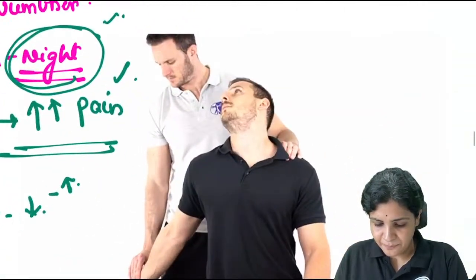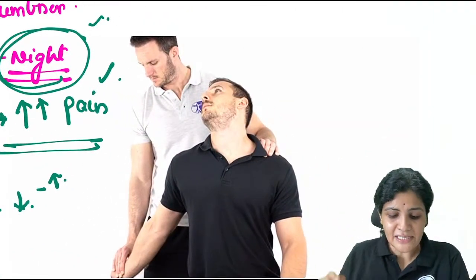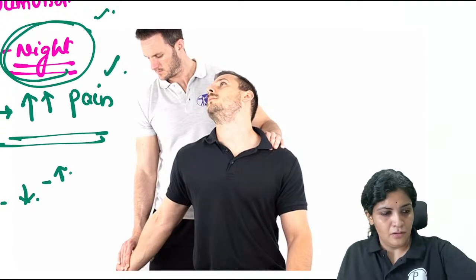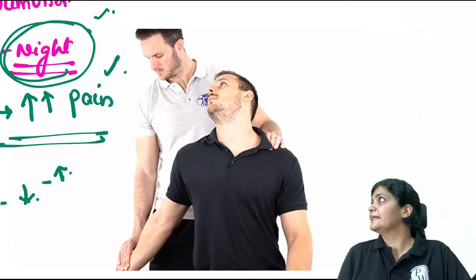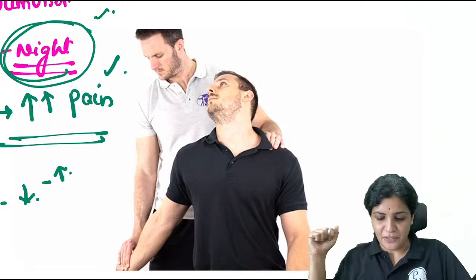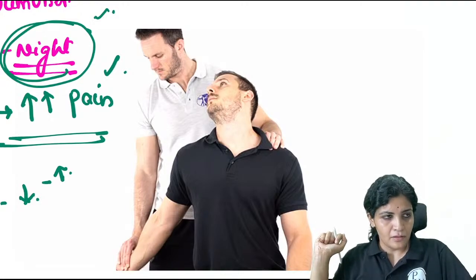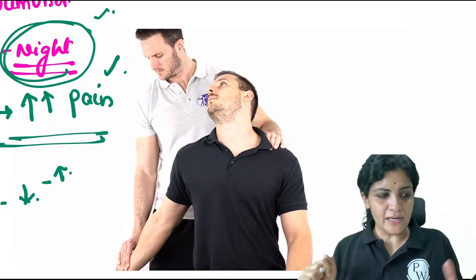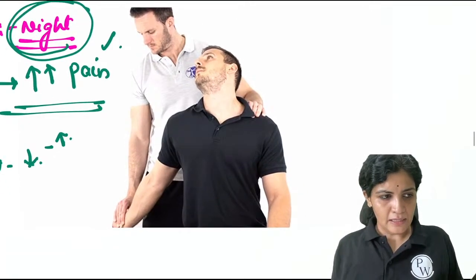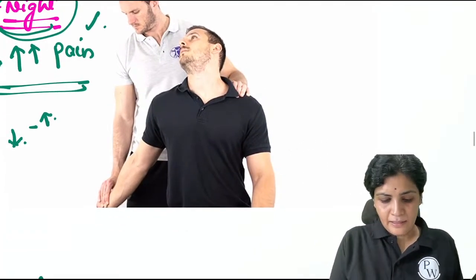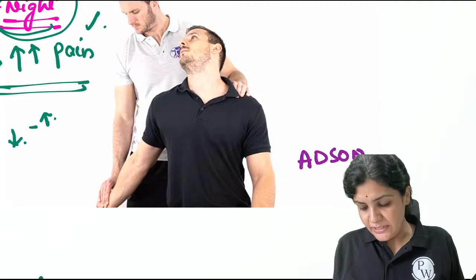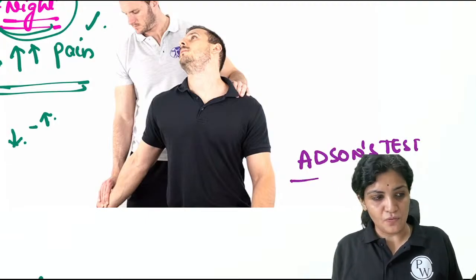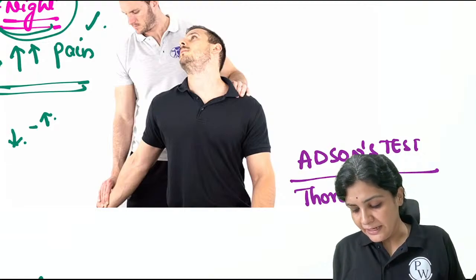Okay, then what is this? What is this test called? So a person is extending the neck, turning towards the same side where the hand is being held. What is this test called? We've already discussed it. This is called the Adson's test. So this is the Adson's test and this is mainly used for thoracic outlet syndrome.